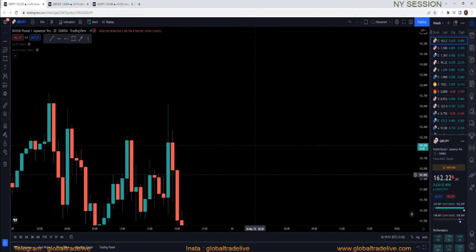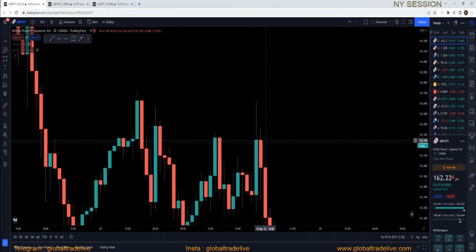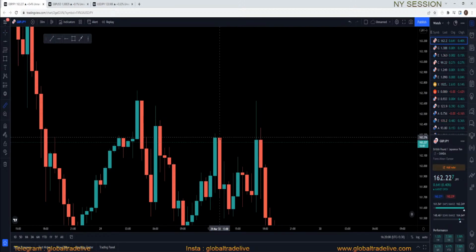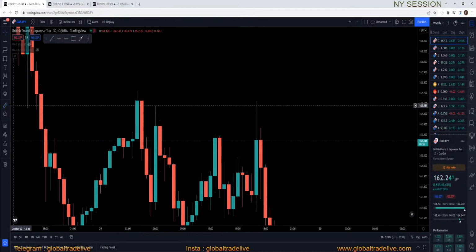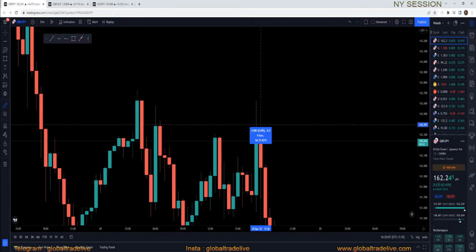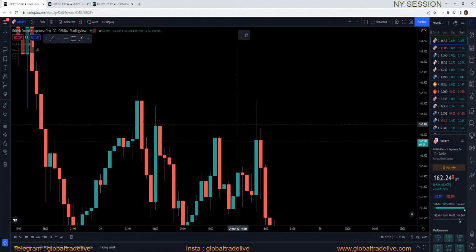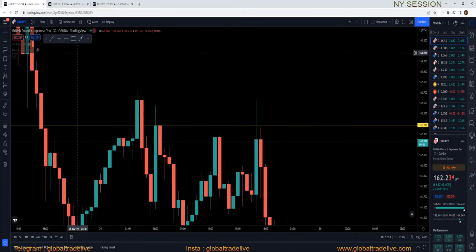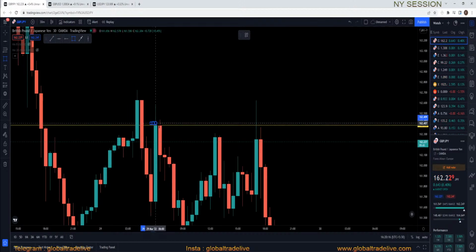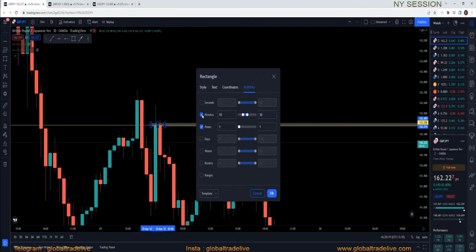GBPJPY. So if we talk about this area, then I don't think that will be a nice idea, because then we have this rejection zone, then we have this rejection zone, and the distance is not much either. Yeah, we might trade this area over here. I think better buys will be in this area over here. I'm gonna look at the smaller time frames to find a good clean range.